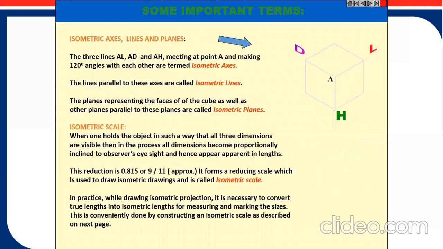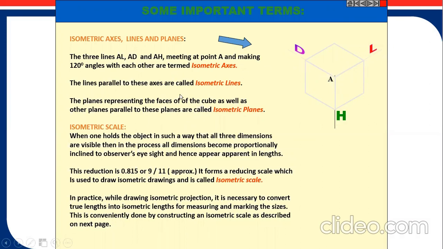Some important terms related to isometric drawing are isometric axes, isometric lines, and isometric planes. Here this is a cube. A is the origin point, with the width, height, and length of the cube. Now, the three lines AB, AL, and AH meeting at point A and making a 120 degree angle with each other are termed the isometric axes.